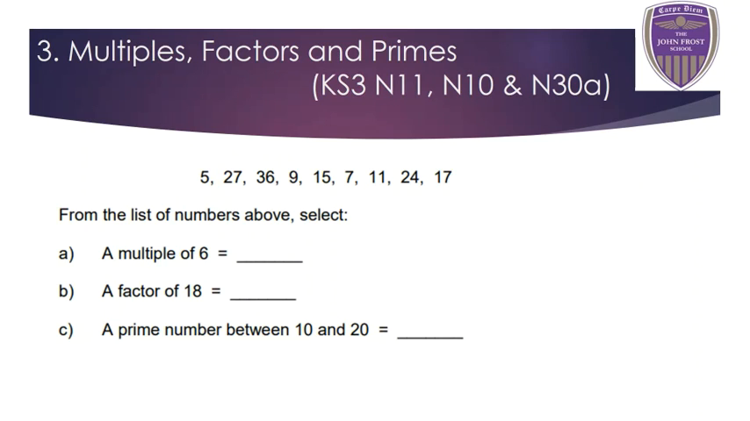Moving on then, so multiples, factors, and primes. All right, so this question says, from the list of numbers above, select a multiple of 6, a factor of 18, and a prime number between 10 and 20. Okay, well, we need to understand what each of these mean first of all. Okay, so a multiple means a number in the times table. Okay, so if I wanted a multiple of 6, that means it's a number that's in the 6 times table. If I want a multiple of 15, it's a number that's in the 15 times table.